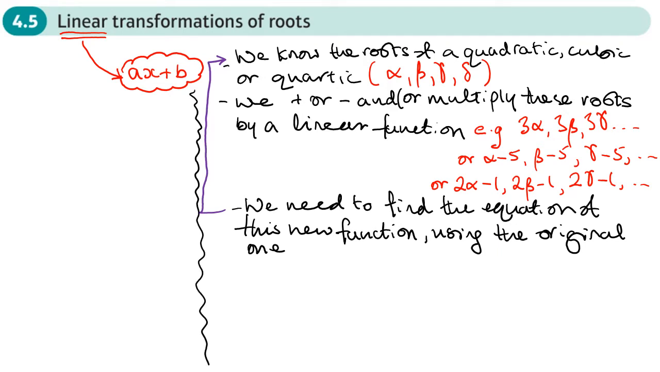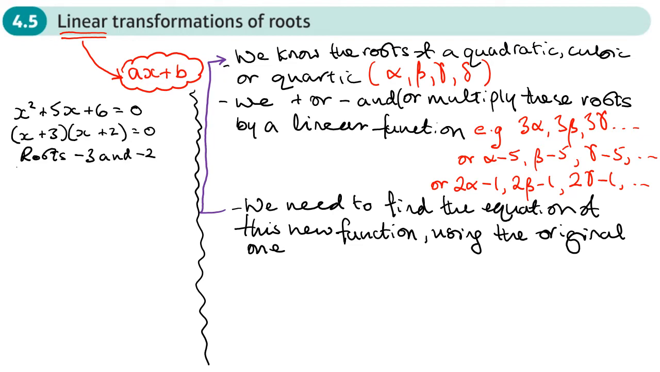So a simple example might be, let's say I've got x squared plus 5x plus 6 equals 0, which I know when it's factorized, is (x plus 3)(x plus 2). Okay, that has roots of negative 3 and negative 2. Right. Let's say that I take these roots and I multiply them by 3. So now the new equation I'm going to find has roots negative 9 and negative 6.